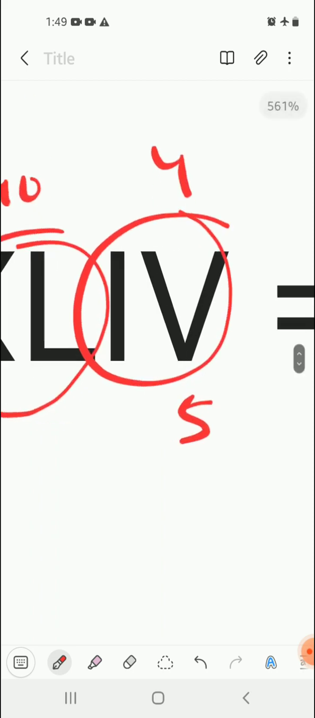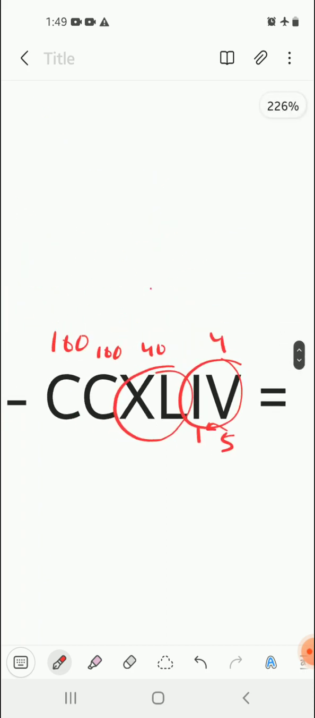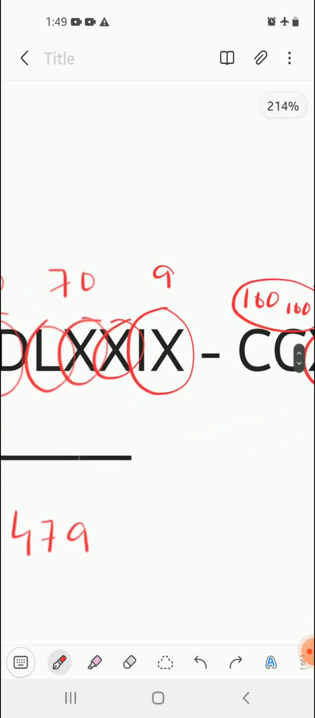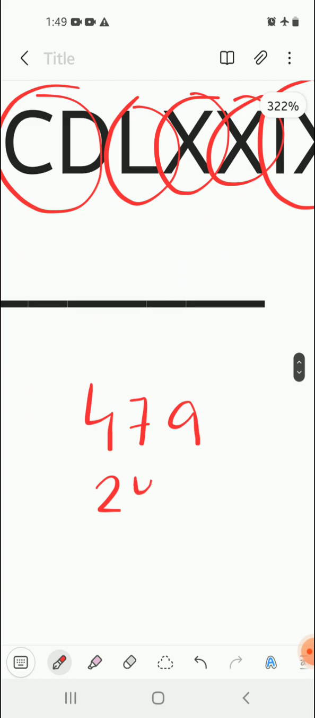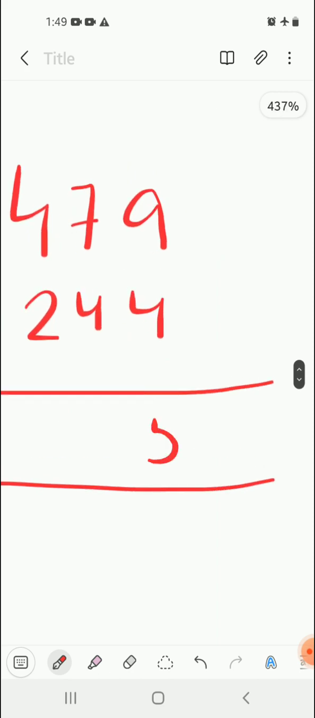This V is 5 and this I is 1. To the left of it, that is why 5 minus 1, 4. So the number that we get is 100 plus 100, 200 plus 40, 240 plus 4, 244. So we're going to write it here, 244. We have to subtract the number. So subtracting, we get 9 minus 4, 5, 7 minus 4, 3, 4 minus 2, 2.